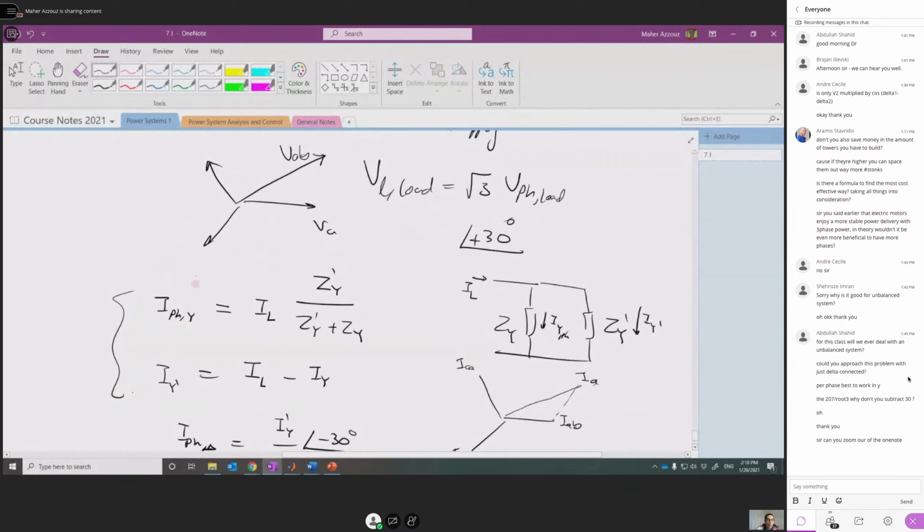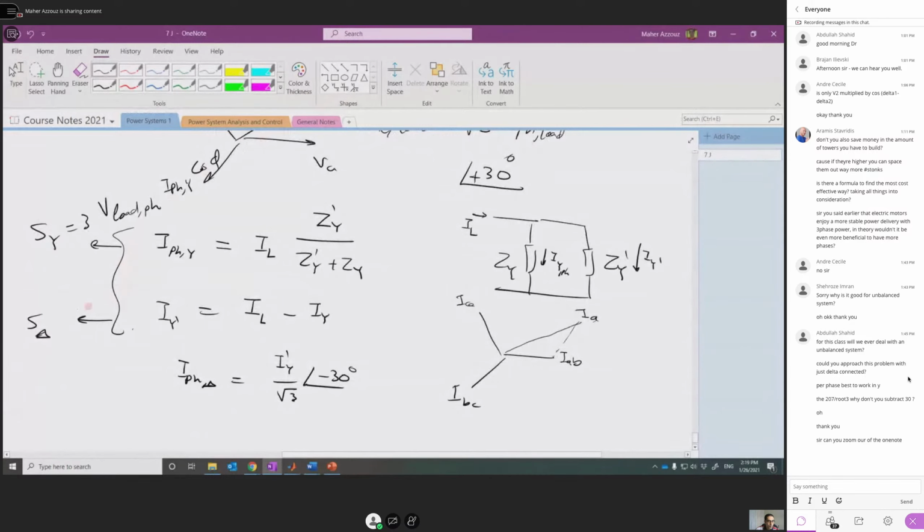Again, these two components allow us to get S star and S delta. So you can use these two currents to get S star, I mean the total power consumed by the first load, or the star connected load. So it is 3 V phase load times I phase star cosine the angle difference. And here, this is the same thing: 3 V load phase times I star dash cosine the angle difference.